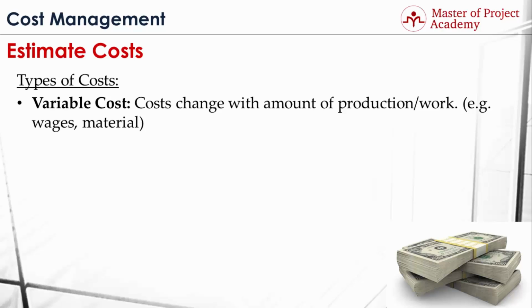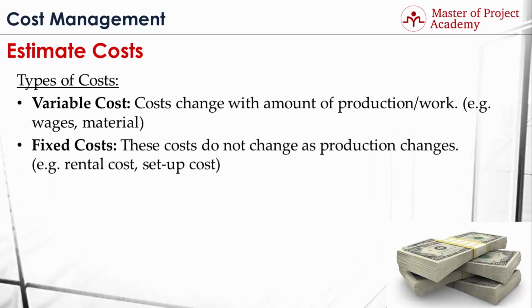The second type of cost is fixed costs. These costs do not change as production changes. For instance, setup cost of an equipment or rental cost of an office. In your project, you will need an office to gather your project team members in the same place. It doesn't matter whether there will be 5 team members or 10 team members, rental cost of the office is the same.